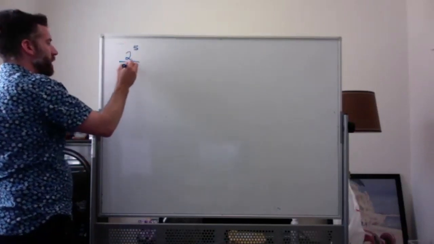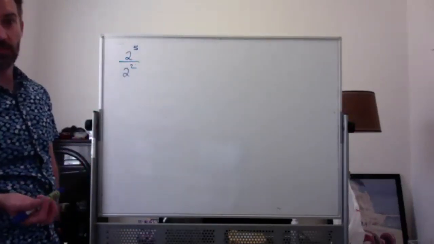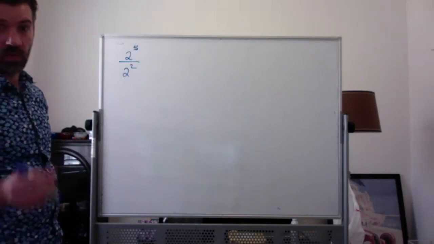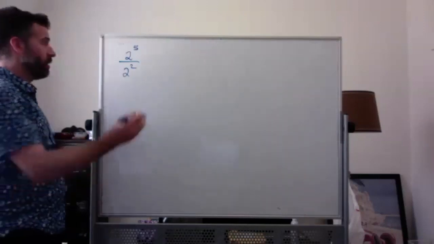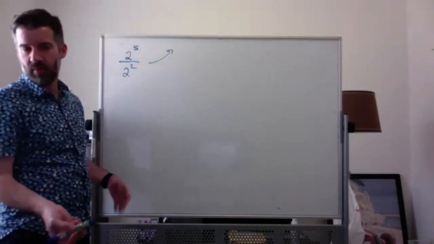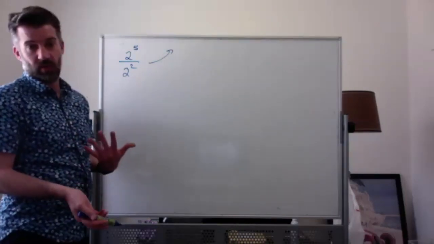What if now instead we're dividing? What if I have 2 to the 5th divided by 2 squared? Well, there's a couple ways to think about this. I'm going to go 2 different ways. One way is actually just to multiply it out, if the numbers are small enough that it's not too hard to do.